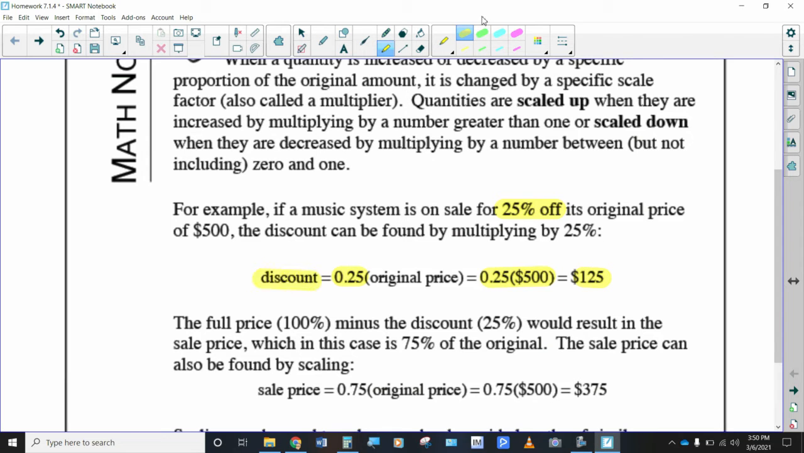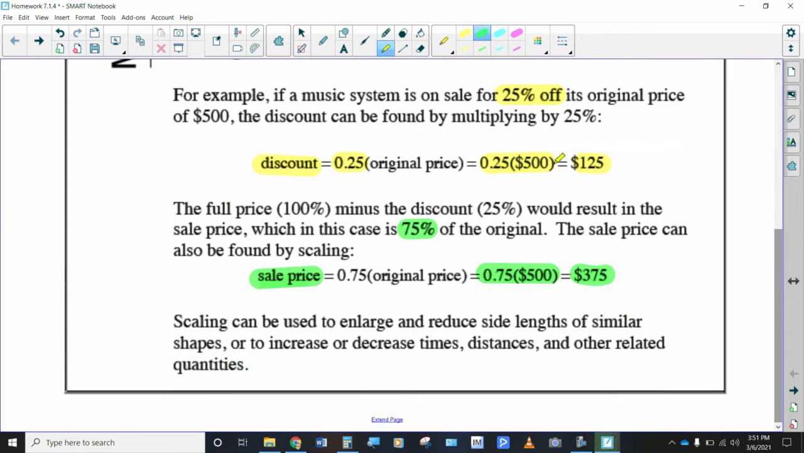That's the discount. If you want to find the new price, the sale price, we're going to have to choose the complement of 25%, which is 75%. So if you consider the original price the 100%, then 25% is the discount, 75% must be the sale price of what you're going to pay. So we'll multiply 500 times 0.75, which is equivalent to 75%, to give you the sale price.